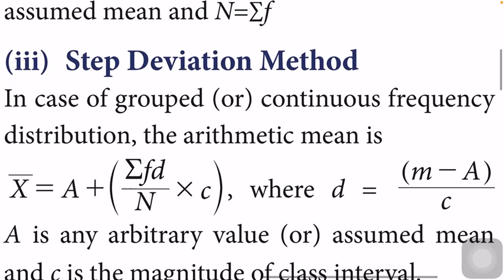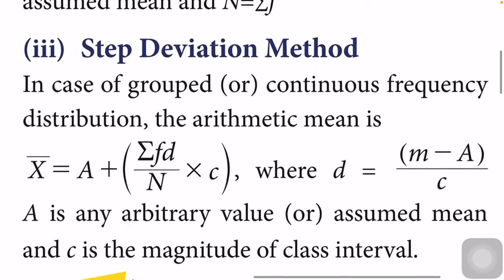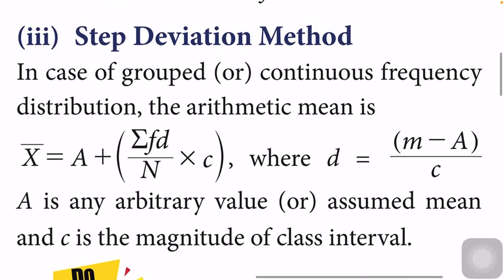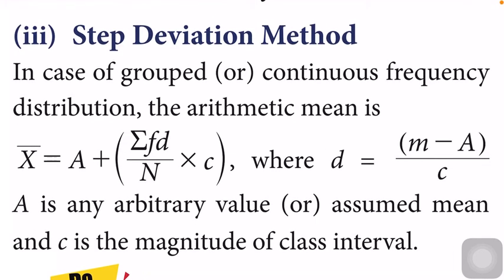Now, it is an important method, that is the step deviation method. Step deviation method, it is also an important method. So x bar, that is the arithmetic mean, is equal to a plus sigma fd divided by n, into c. C is the class interval, f is the frequency, n is the total frequency, and d is equal to m minus a divided by c. M is the midpoint of the class interval.